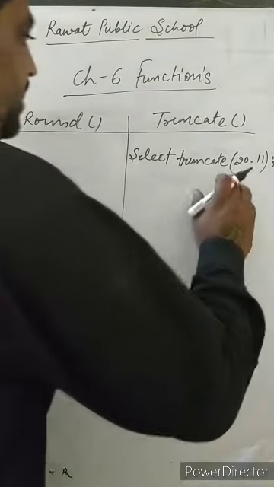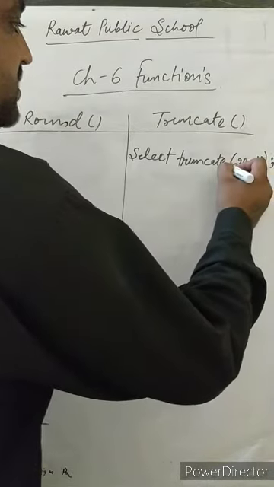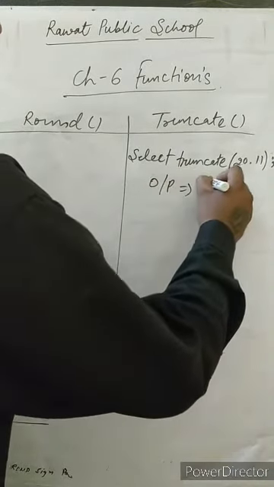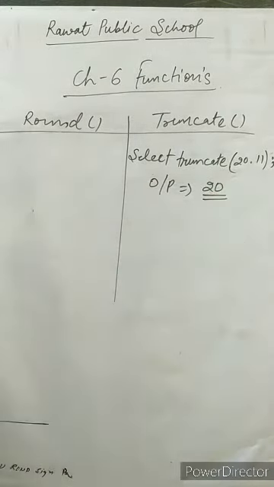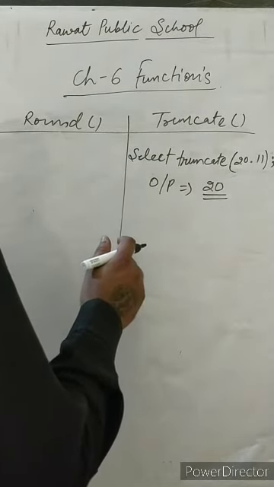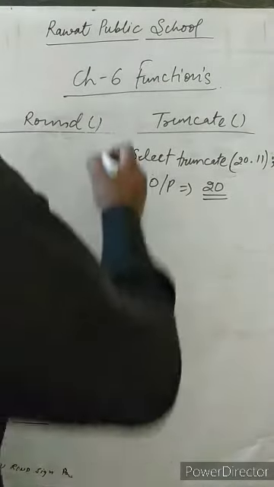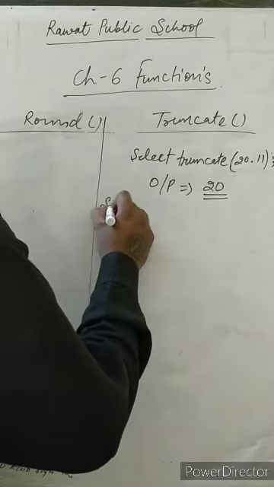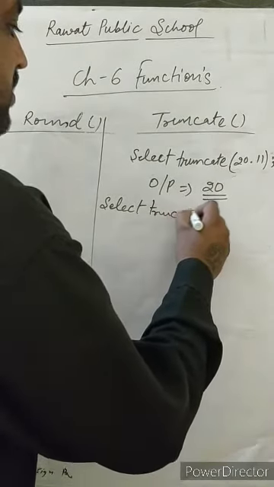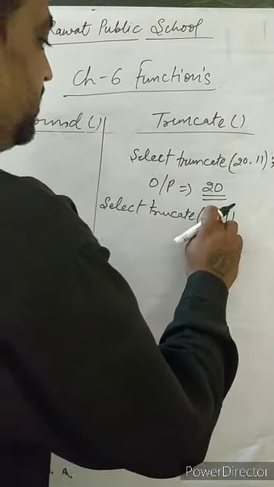ट्रंकेट फंक्शन क्या करता है, रिमूव करता है डेसिमल प्लेसेस को। एज यू आर सीइंग दैट कि यहाँ पे डेसिमल प्लेसेस क्या हैं, पॉइंट के बाद 11, सो द आउटपुट विल बी व्हाट, 20 ओनली। अंडरस्टैंड? नाउ इफ यू आर प्लेसिंग सर्टेन कंडीशन विद द ट्रंकेट फंक्शन, like you are writing select truncate 20.11.